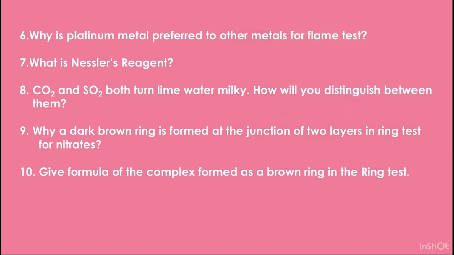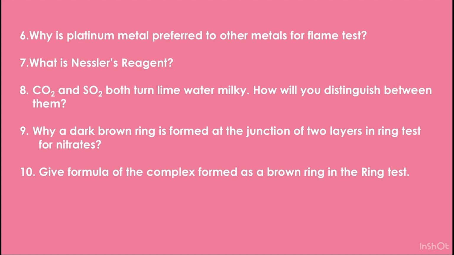Question number 9. Why a dark brown ring is formed at the junction of two layers in ring test for nitrates? Now this is something very interesting. You take the salt solution, you are adding ferrous sulfate solution to it, you are mixing them well, and then you are adding concentrated H2SO4 along the side of the test tube. Tilt करके test tube को आप डालते हैं. So a brown ring is formed at the junction of these two layers. Which two layers?